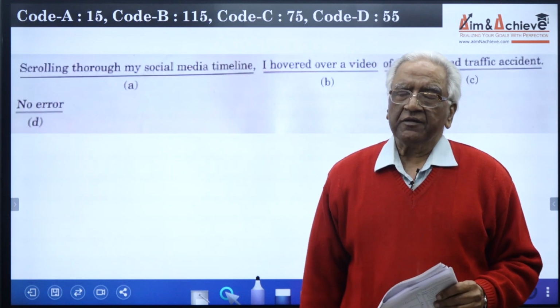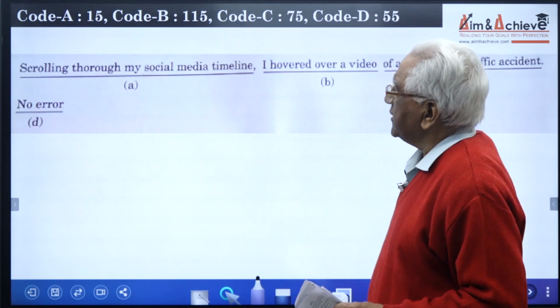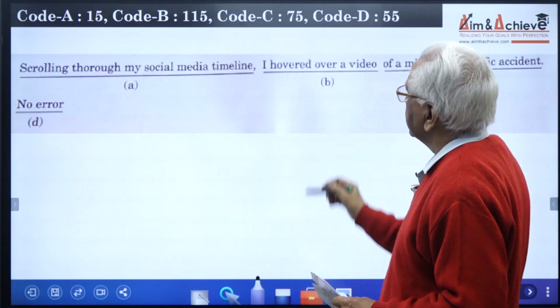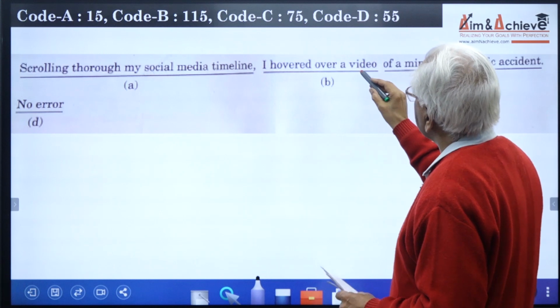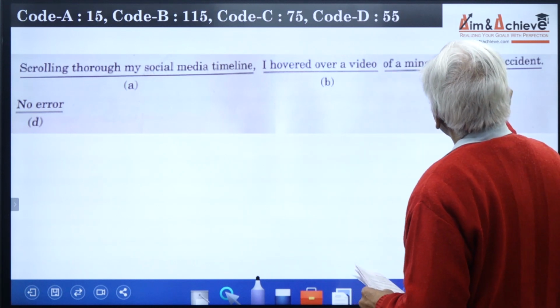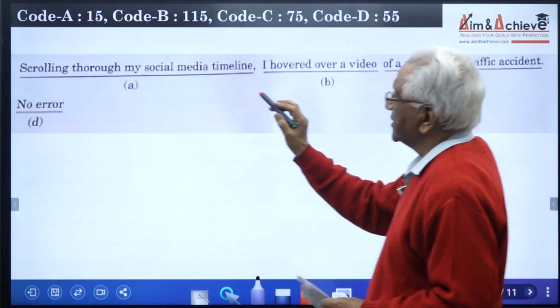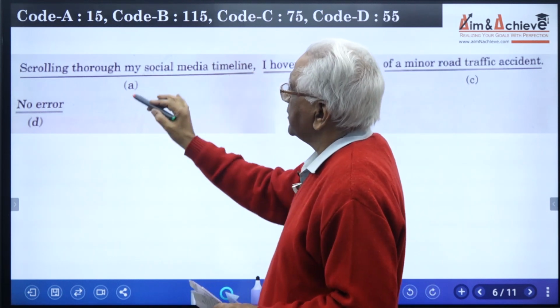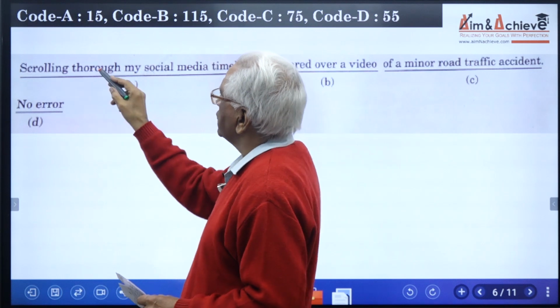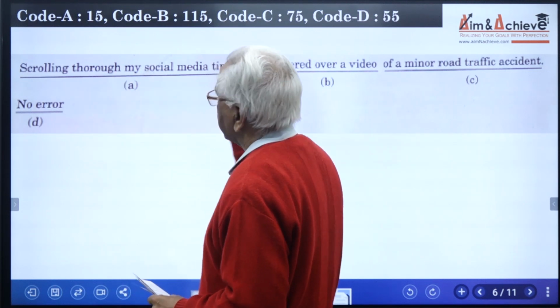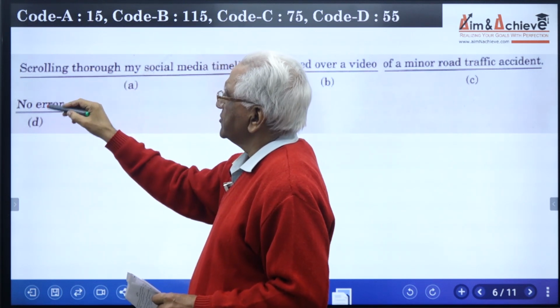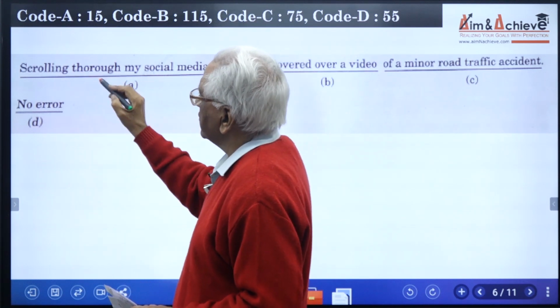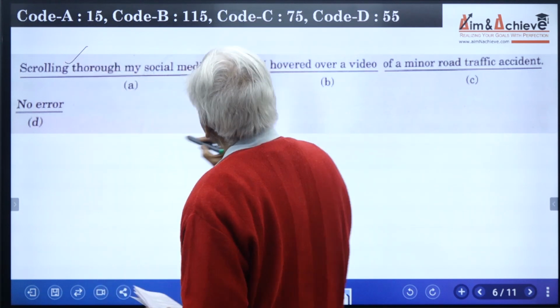I will now read out this question. Scrolling through my social media timeline, I hovered over a video of a minor road traffic accident. If you see this, scrolling through my social media timeline, what does it mean? While I was scrolling through my social media timeline. So whether I say while I was or we use scrolling, nothing wrong with that. Grammatically, this part is right.